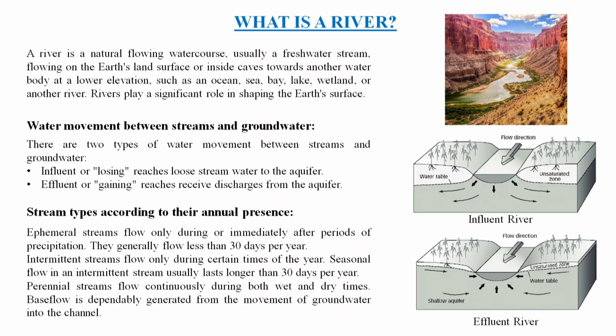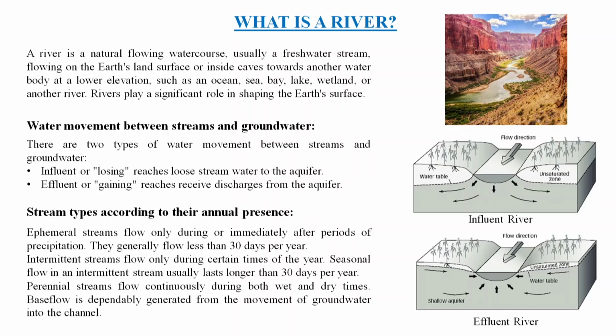Water movement between streams and groundwater always takes place, because you can think simply that whatever water is flowing just above the surface of the earth will be considered stream water or river. Whatever water is flowing just beneath the surface of the earth will be treated as groundwater. There are two types of water movement between streams and groundwater. The first one is influent, or losing reaches, which lose stream water to the aquifer.